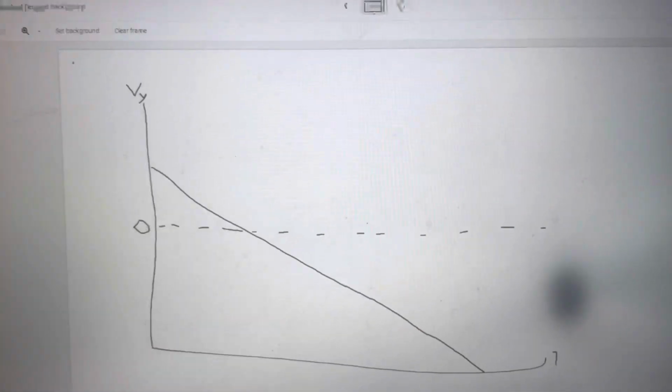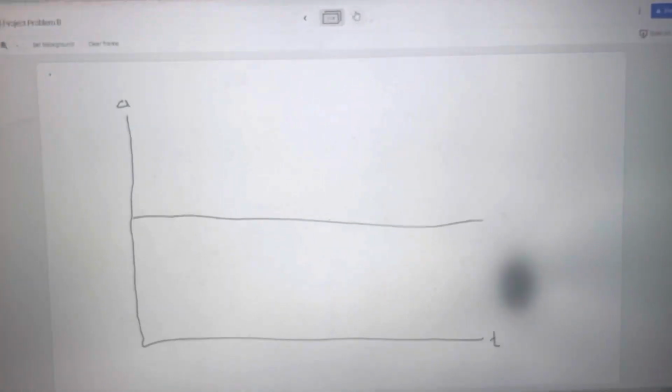Found Newtons right there. And then here's my velocity graph, my velocity in the y direction graph, and my acceleration.